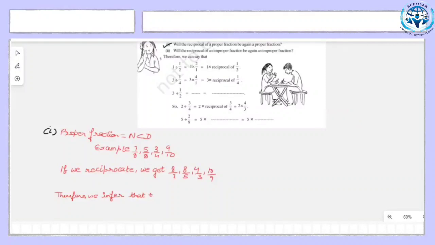So we infer that the reciprocal of a proper fraction cannot be a proper fraction again.